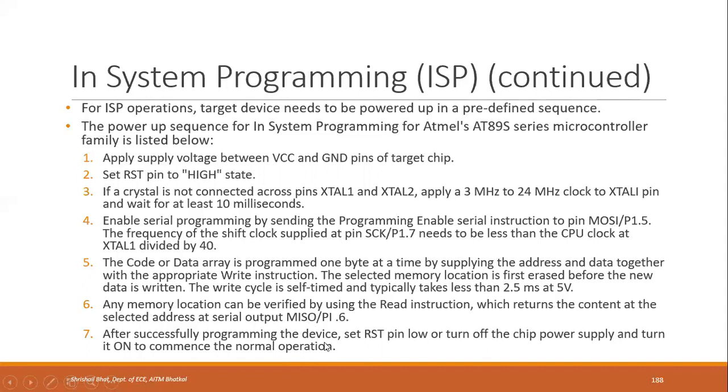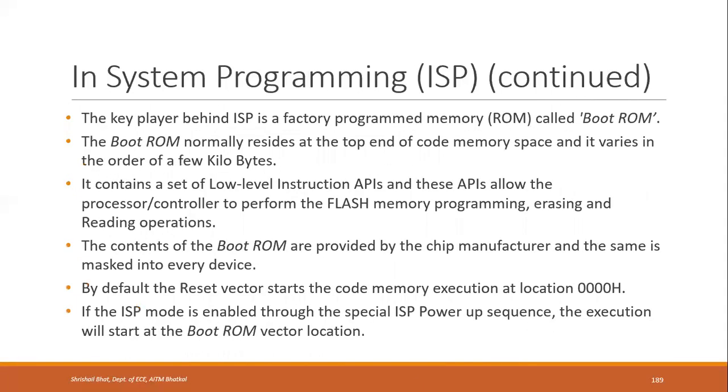After successfully programming the device, set the reset pin low. It was turned high initially. When you complete the program, set the reset pin low, or turn off the chip power supply and turn it on again to commence normal operation. So once you turn it off and repower it, then it will go into normal mode.